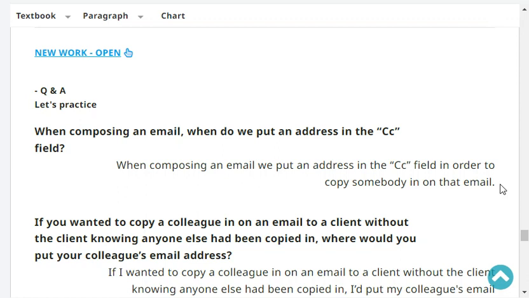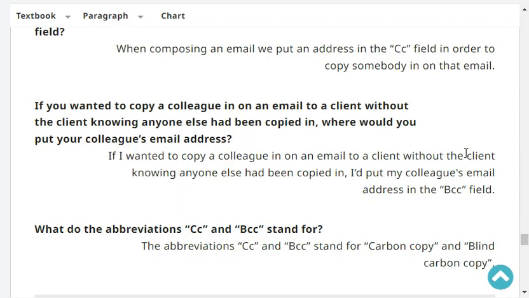When composing an email, we put an address in the CC line in order to copy somebody in on that email. Where, if we wanted to copy a colleague in on an email to a client without the client knowing anyone else had been copied in, where would you put the colleague's email address?